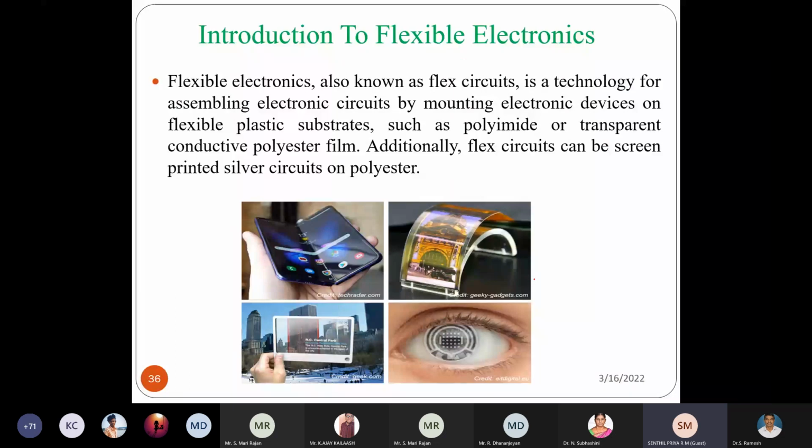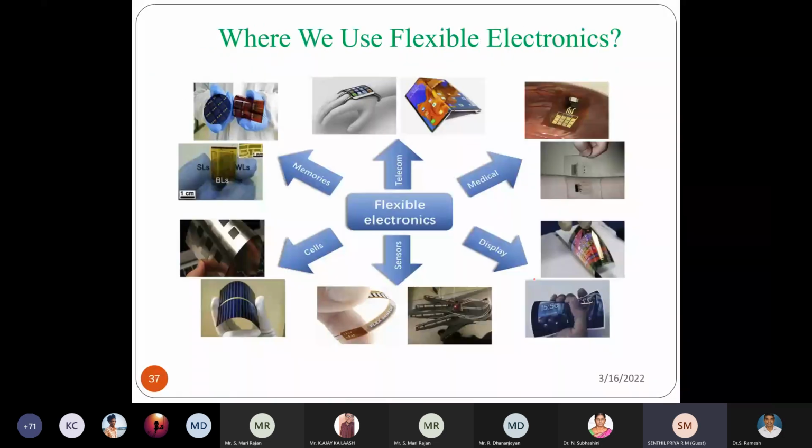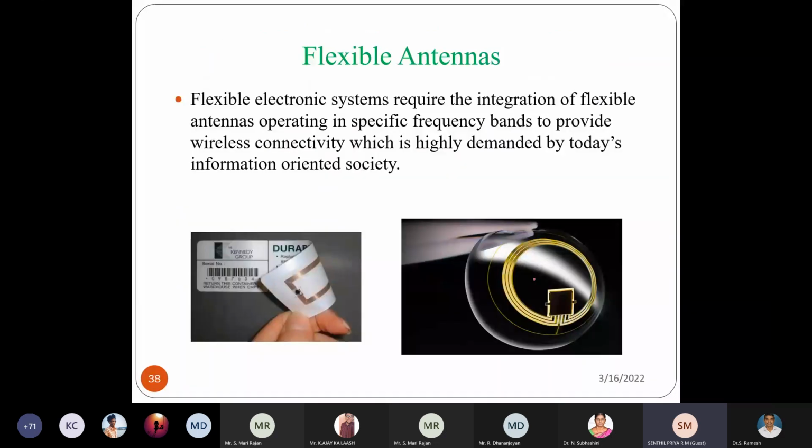It should not be a solid state device, so we want a flexible antenna. Even though everything is going to be a wireless communication device, we need flexible antennas as an important parameter. An RFID tag also has a flexible antenna.